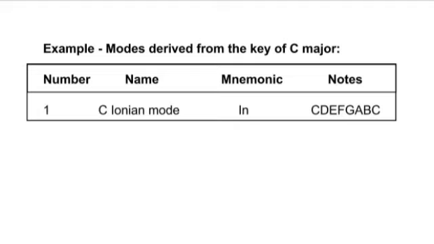But most importantly, notice that in the notes column, we simply have the familiar C, D, E, F, G, A, B, C, the notes of the C major scale. So our first mode, the C Ionian mode, is the one that we're most familiar with and have done most of our theory work with so far. Okay, let's add the next mode.